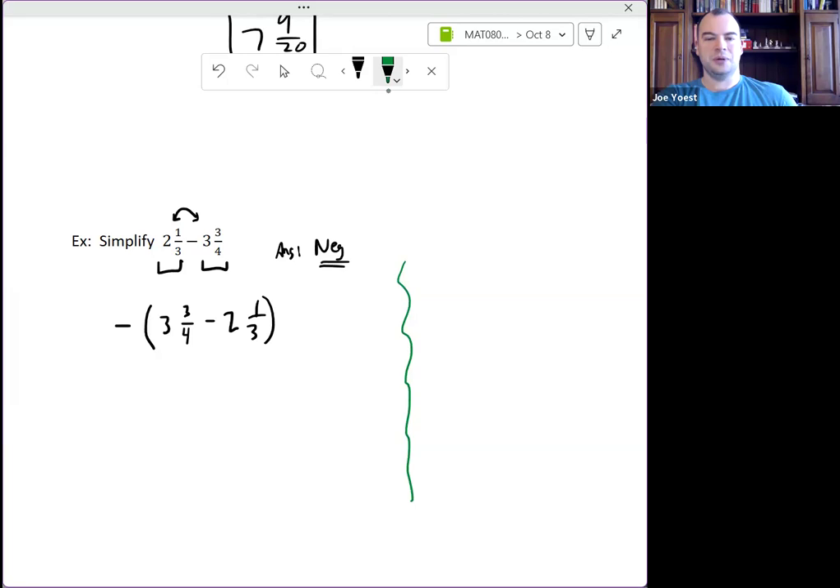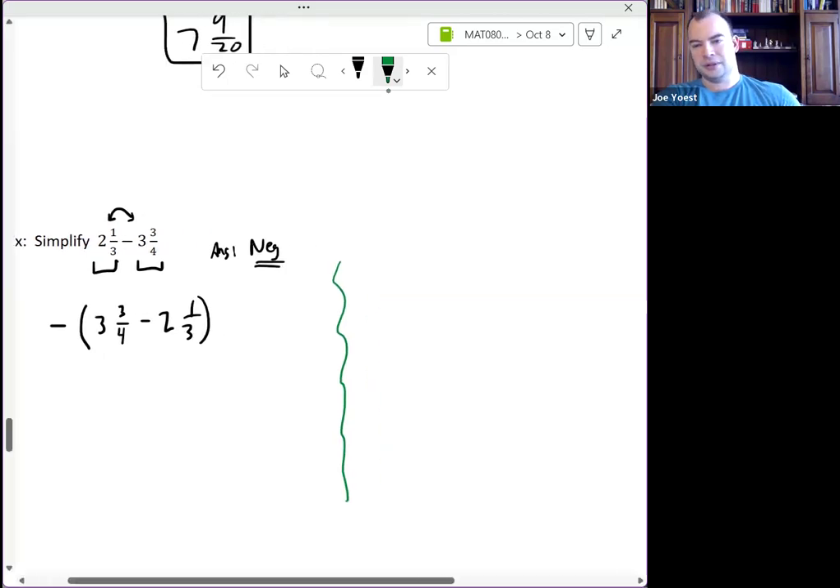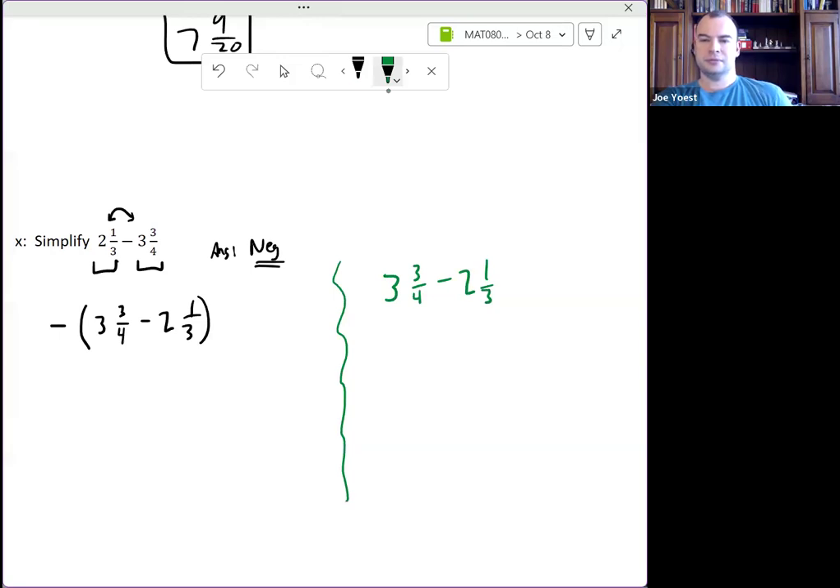Let me come over to my scratch work and actually carry out this operation. 3 and 3/4 minus 2 and 1/3. Here, the thing I'm subtracting from is bigger than the thing I'm subtracting off. So let me look at my fractional parts.